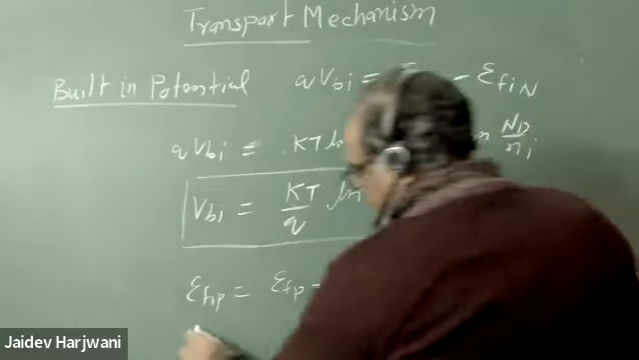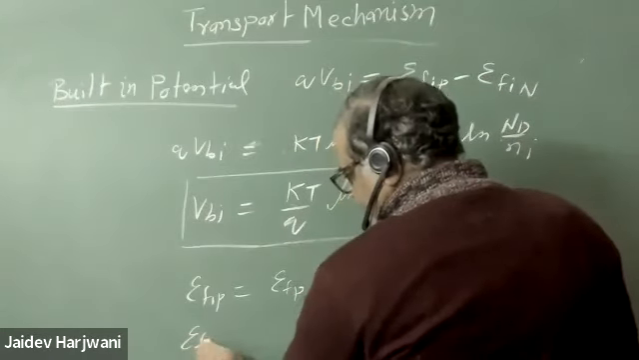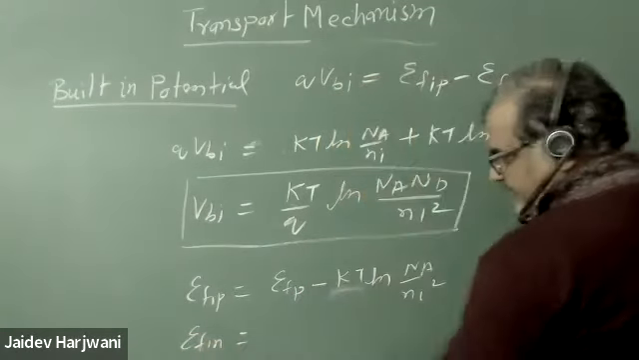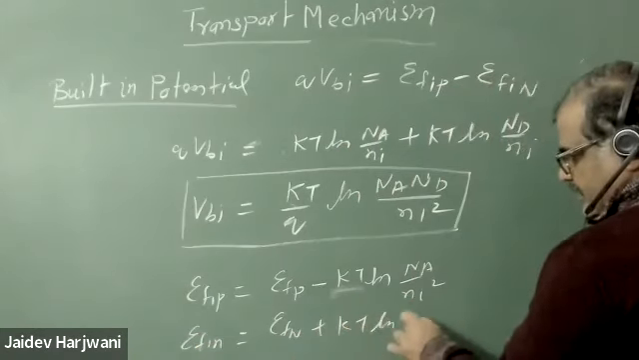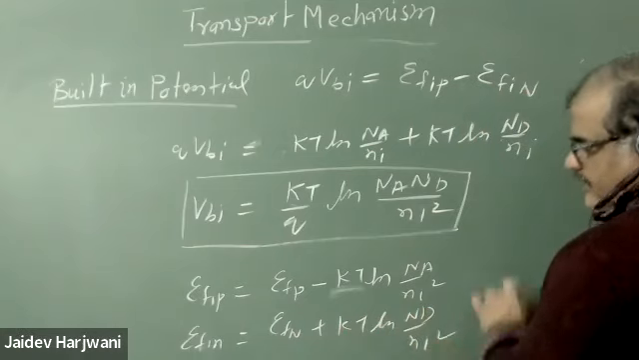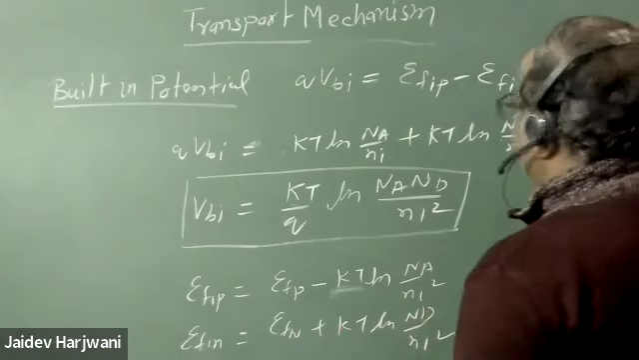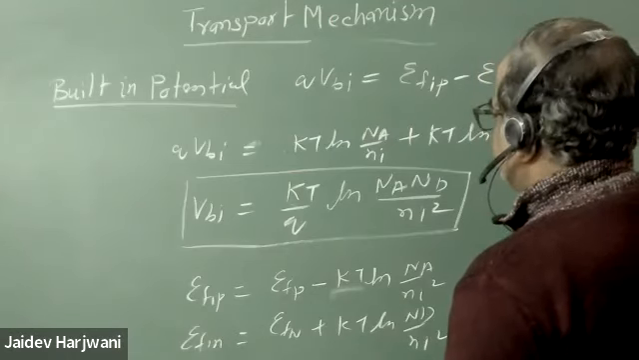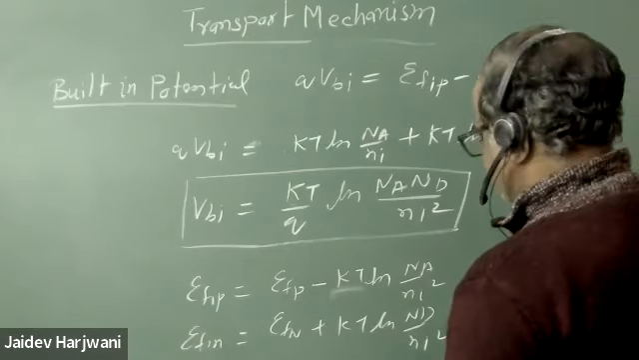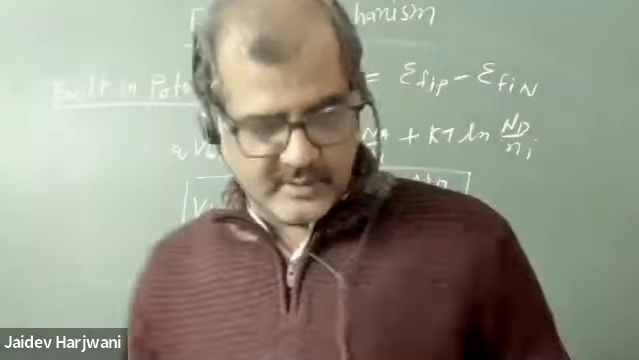Okay, and similarly if I calculate EFN, that will become EFN plus KT log Nd by Ni square. Now if I take the difference, minus should come. Okay, just let me check. Minus, how can it come minus?